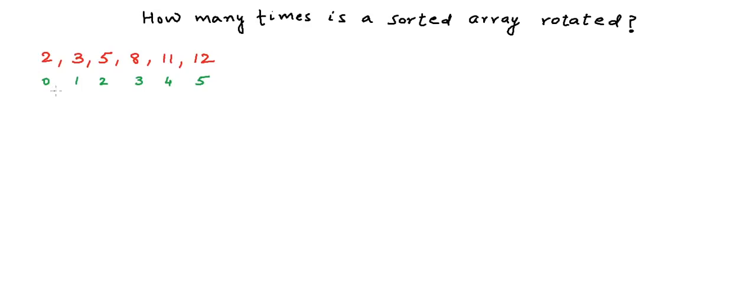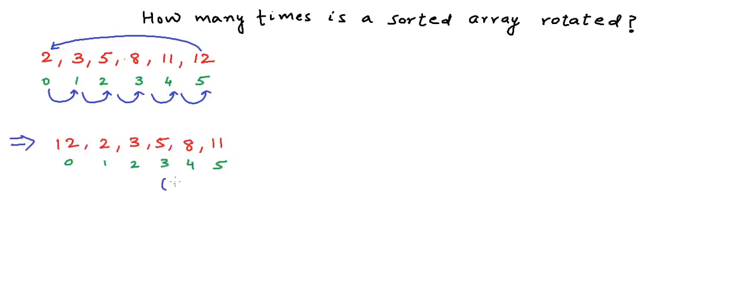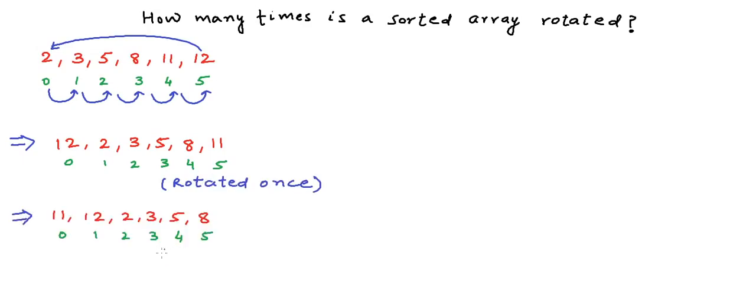And let's say we want to rotate this array anti-clockwise, rotate this array towards the right. So each element will shift by 1 towards the right, except the last element, which will shift to the first position in the array. And the resulting array would be this. And this is rotated once. And if we rotate the array twice, the resulting array would be this. And this is, of course, rotated twice.